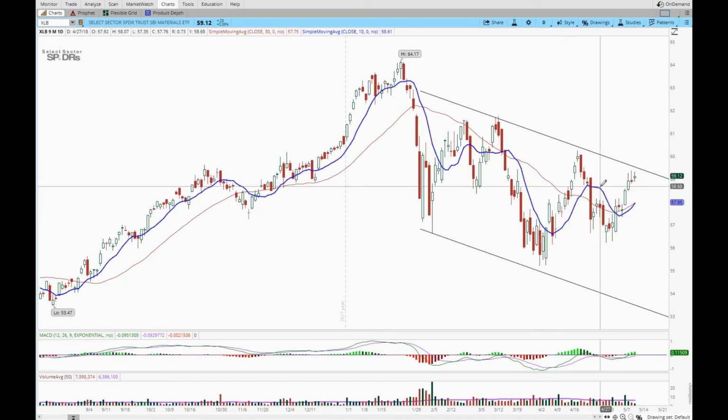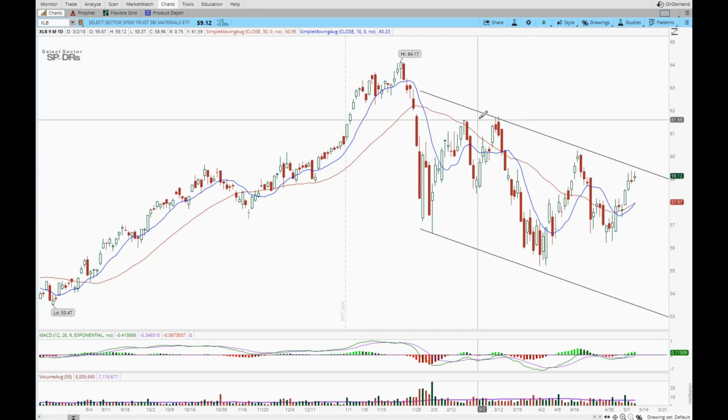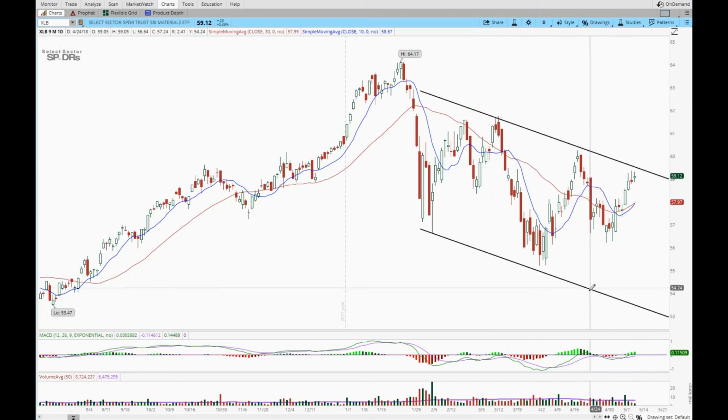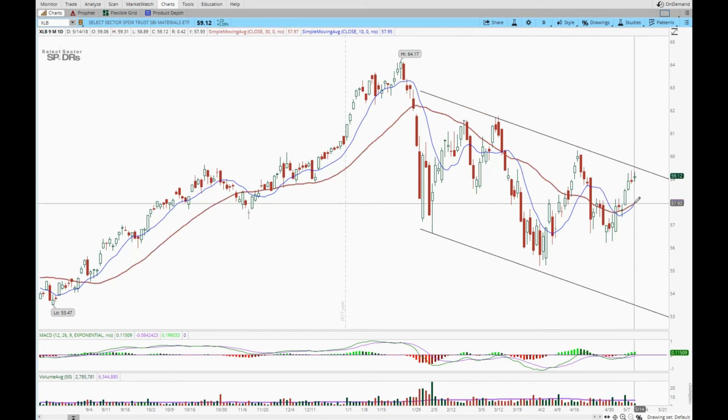XLB, it's moving in this channel down here, finding a little bit of resistance here.